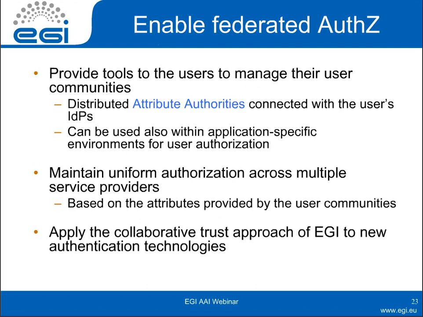And then, as you remember, the second A is still there. It is the authorization. How can we handle it in a federated way without using certificates? Basically, the idea is to keep the same framework, and provide the tools to the users to manage their user communities. They may be VOMS, they may not be VOMS, they may be other attribute authorities connected with their identity providers.